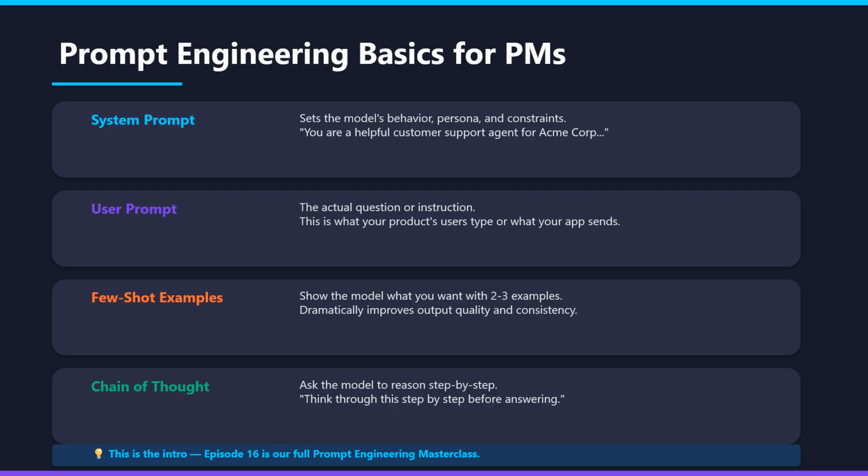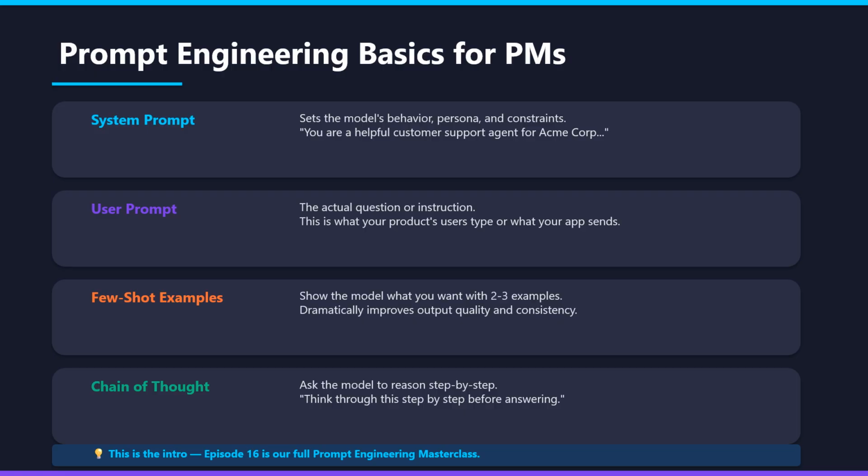Let's walk through each card on screen. First is the system prompt. This sets the model's behavior, persona, and constraints. For example, you are a helpful customer support agent for Acme Corp. This is where you define who the model is and what rules it follows. As a PM, you will spend a lot of time crafting and iterating on system prompts.